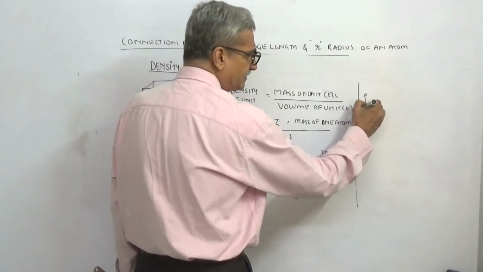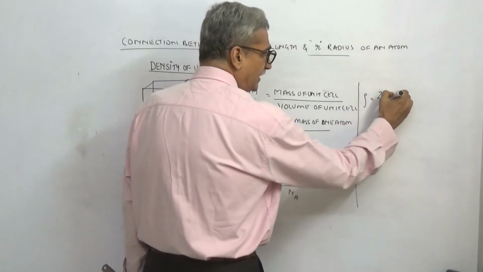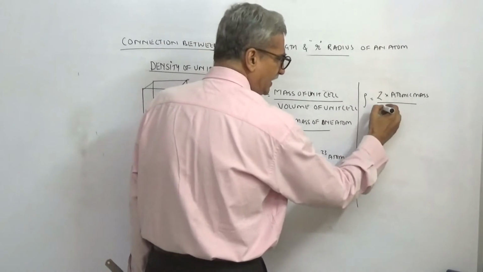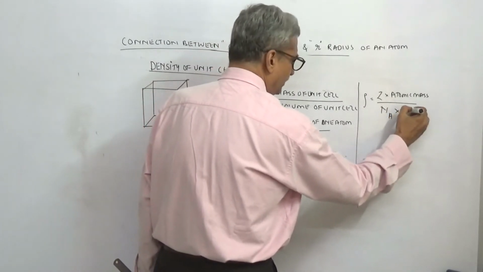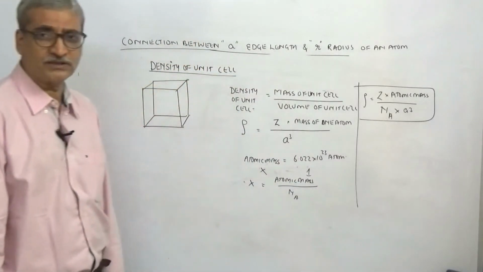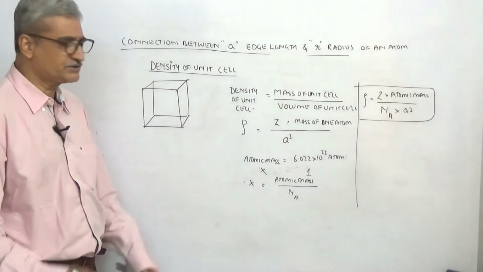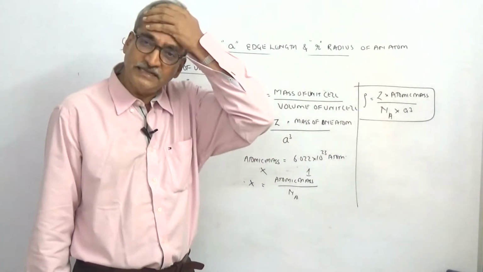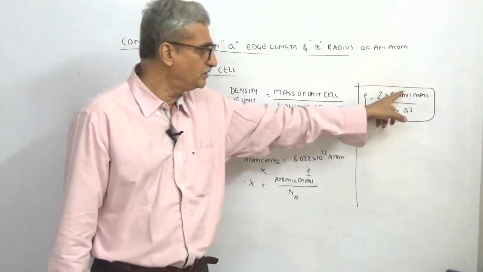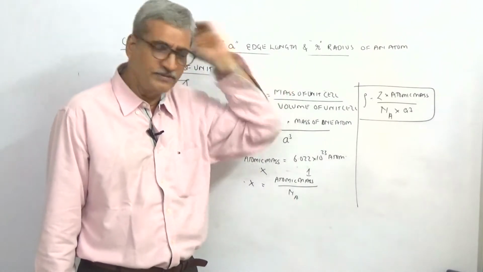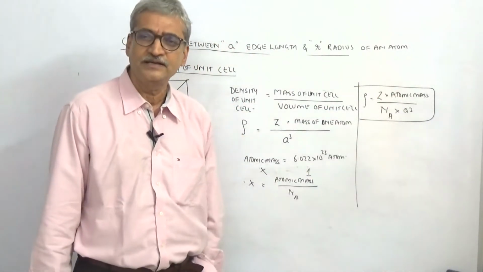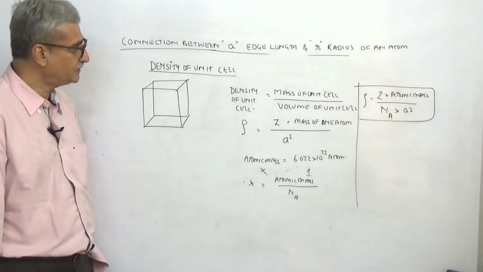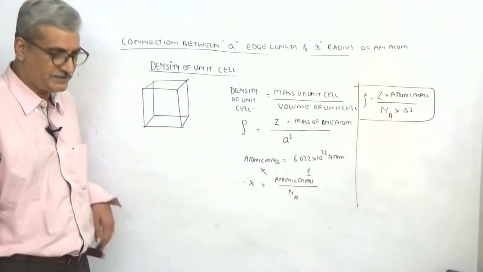So we get density is equal to Z into atomic mass upon, what do we have? Na, Avogadro's number, into a cube. When I'm doing the numericals, I'll teach you the shortcut also for how to calculate this. So if it is the density of a simple cubic, 1 into all this value. If it is the density of a body centered cubic lattice, 2 into all this. Density of a face centered cubic lattice, 4 into all this. Is this point clear? Have you understood? Okay, so this is the density of the unit cell. Is this clear?